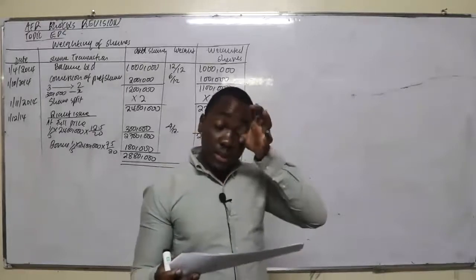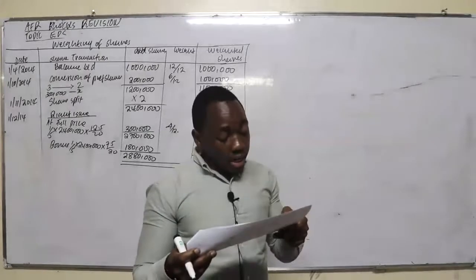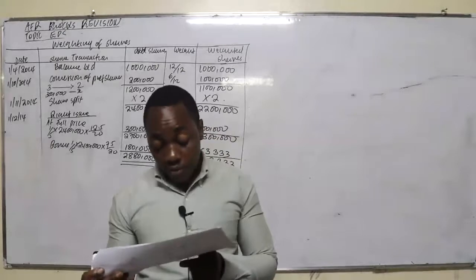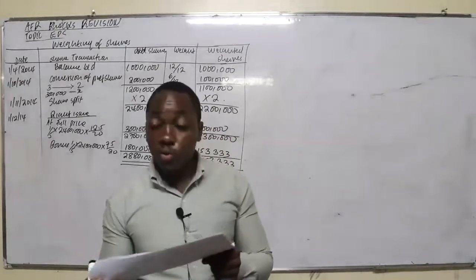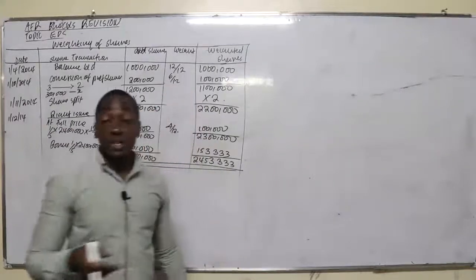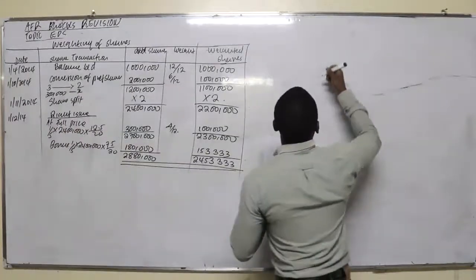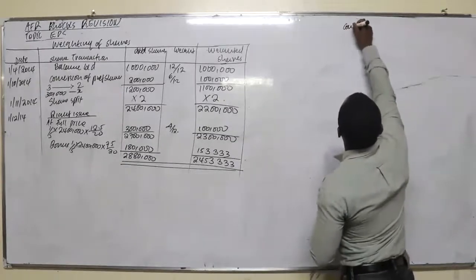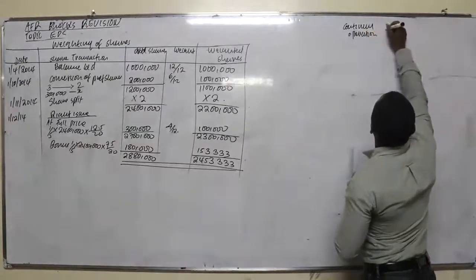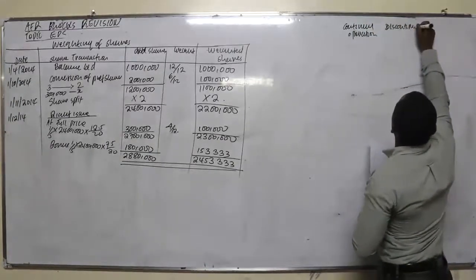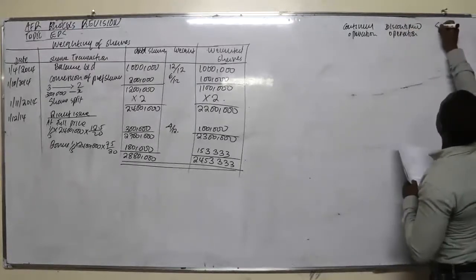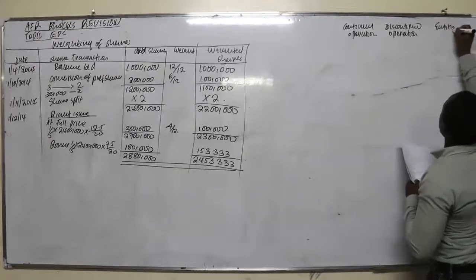Required: compute the basic EPS in respect of continuing operation and the entity as a whole. Can you read the first statement again? We are told that ABC Limited reported a profit after tax of 1.8 for the year ended March 2015. The profit includes a loss of 280 in respect of discontinued operation. We don't report the discontinued operation together, so let's separate that. We have continuing operation, discontinued operation, and then the entity as a whole.